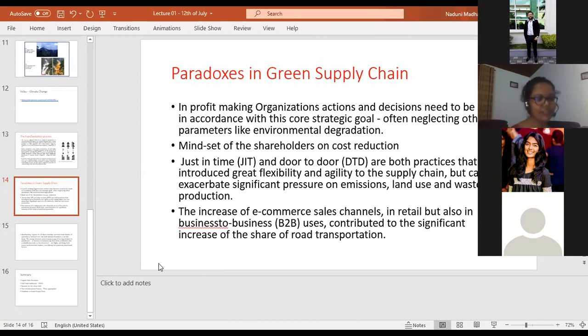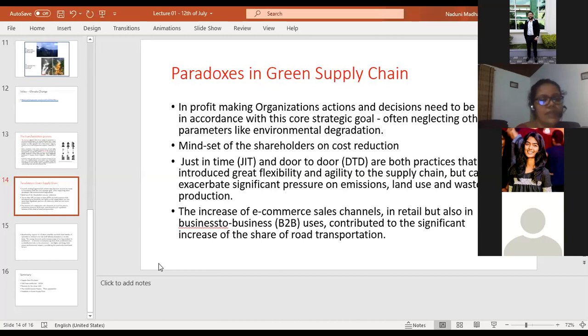It's a question we don't know how to solve. Okay. So one paradox in companies becoming green supply chain is the first one, which says that in profit making organizations, actions and decisions need to be made in accordance with the core strategic goal, often neglecting other parameters like environmental degradation.